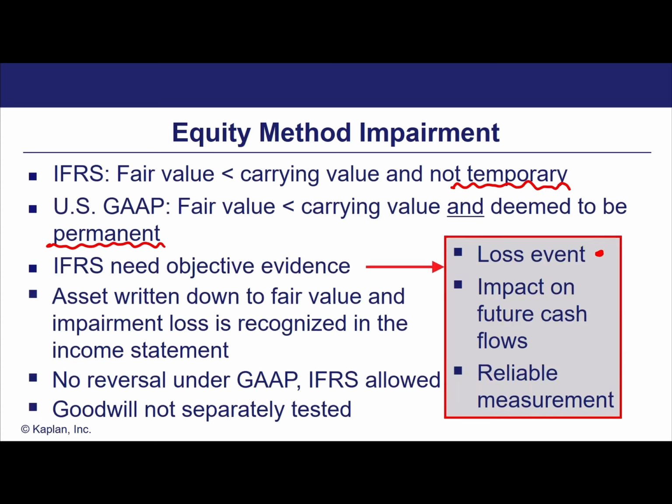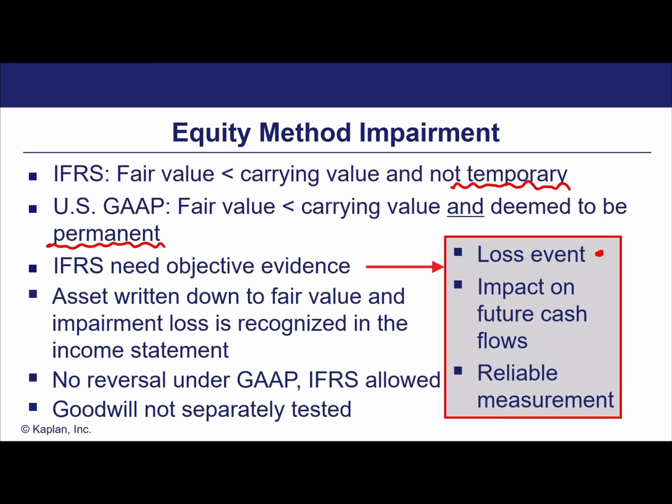So these loss events must affect future cash flows, in fact, reduce future cash flows, and we must be able to put a reliable monetary amount on these. So all three are needed under IFRS. You have to have a loss event. It has to have an impact on future cash flows, i.e. a reduction in future cash flows, and you need to be able to put a reliable measurement on that, i.e. substantiate in monetary terms what the decrease is.